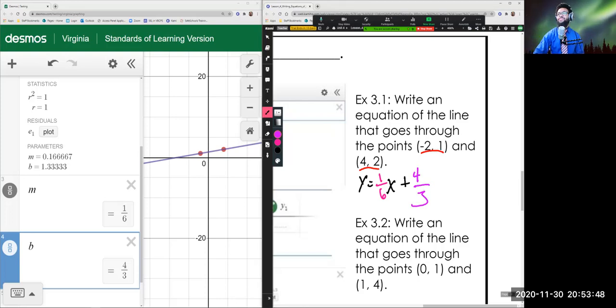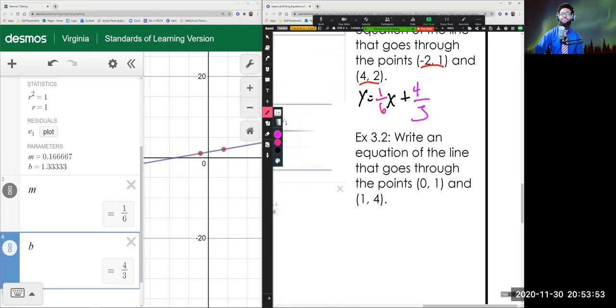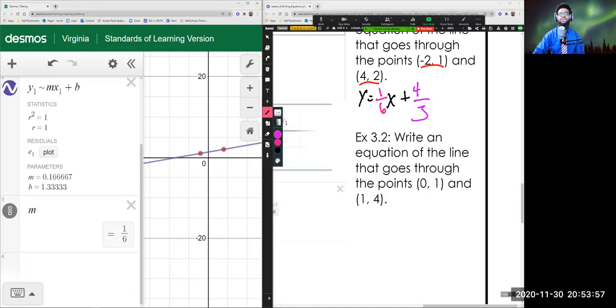So that was a lot of steps. I'm going to go ahead and run through the second example with you in this one. The rest of them I think you all can do, but this second example, you may need to see me run through it again. So let's do it.